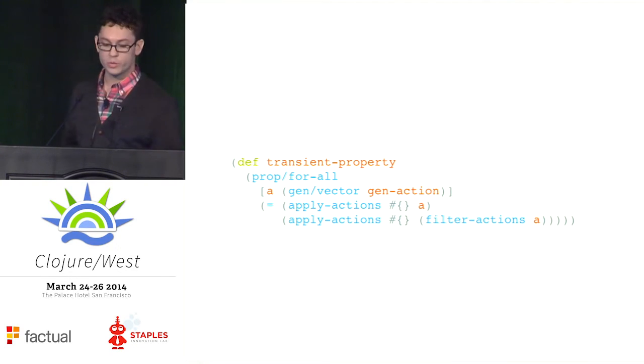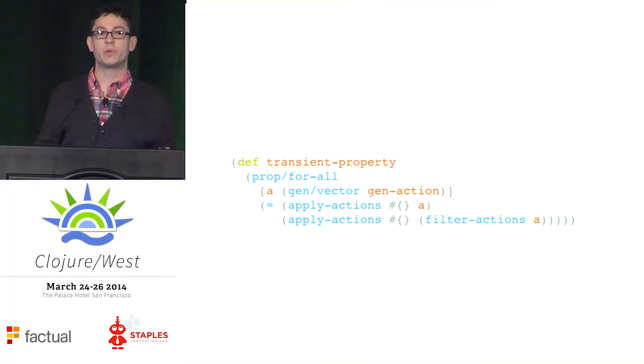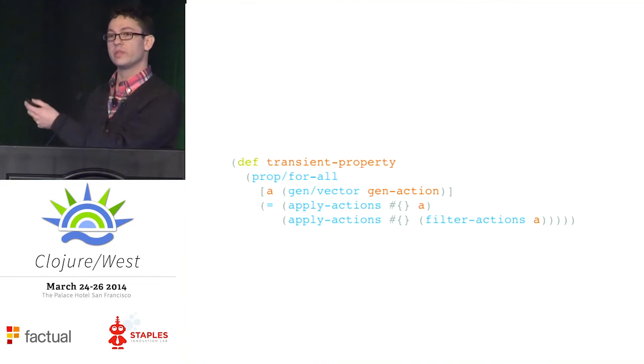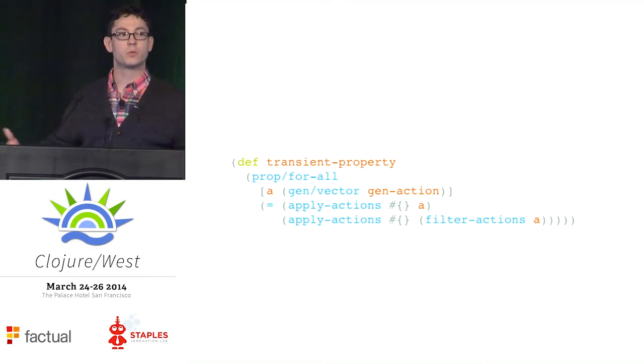So with test.check, we think about testing in a different way. We write what are called property-based tests. So you don't have to understand all of this, but basically what we're saying here is that for all actions that we might apply to this set, conj this, disj this, turn it into a transient, turn it back into a persistent, we're going to randomly generate these actions. So that's going to be bound to A in here.